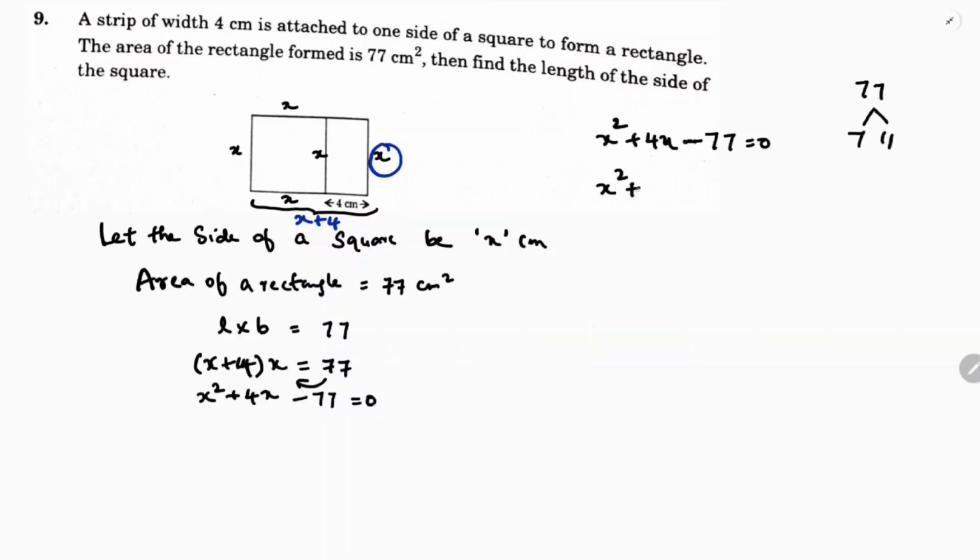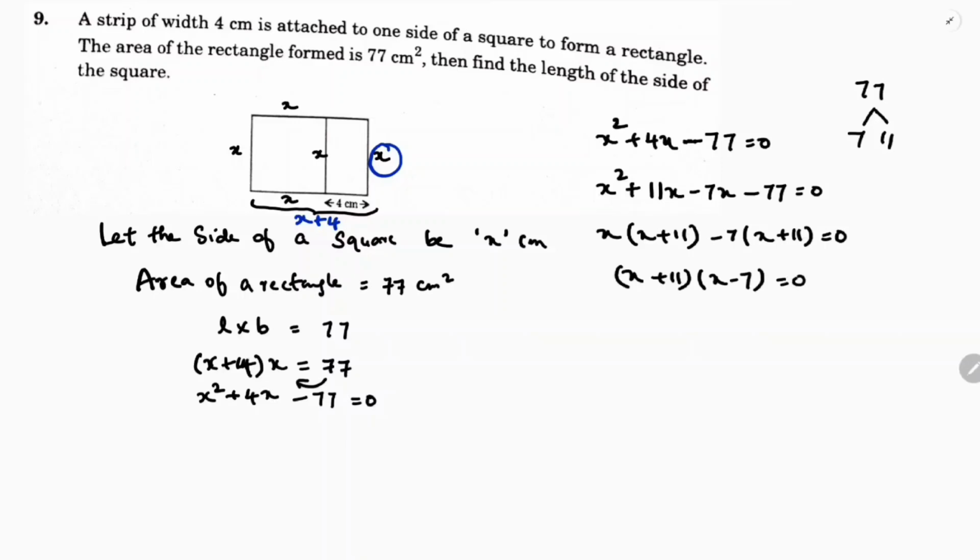So x square, I want plus 4x, so I'll write 11x minus 7x minus 77. If we take x common, x plus 11, minus 7 common, x plus 11 equals 0. So x plus 11 into x minus 7 equals 0. x plus 11 equals 0, x minus 7 equals 0. So x equals minus 11, x equals 7. The length of the side of a square cannot be negative, so the side of a square is 7 centimeters.